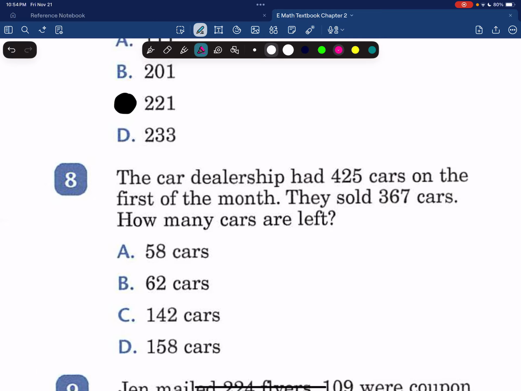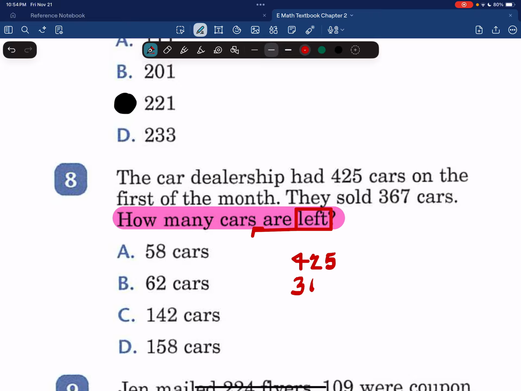The car dealership had 425 cars on the first of the month. They sold 367 cars. How many cars are left? There's the keyword. And they're wanting me to look at the number of cars. So we have 425 cars. 367 of them left the lot. So how many do we have left over?